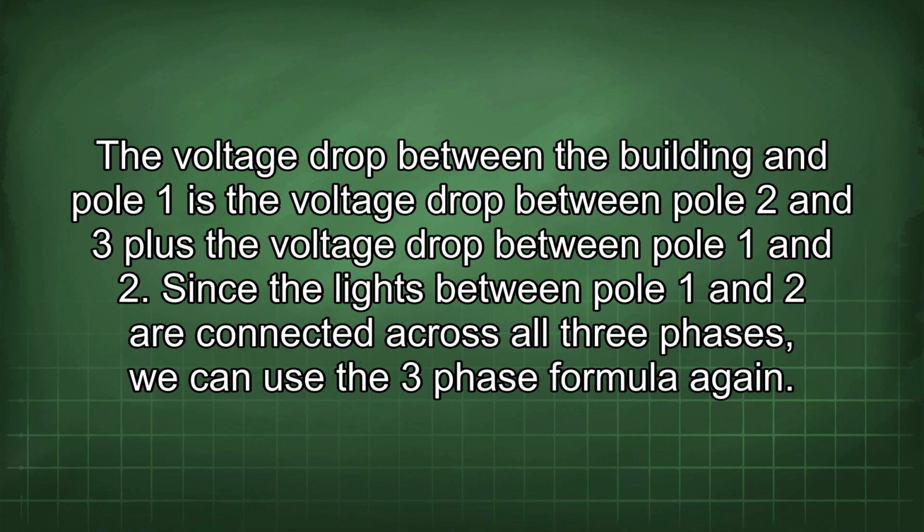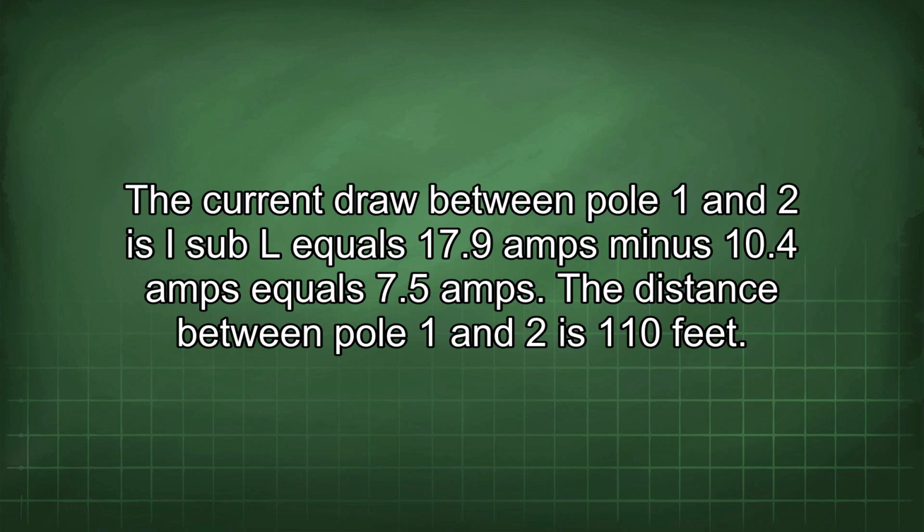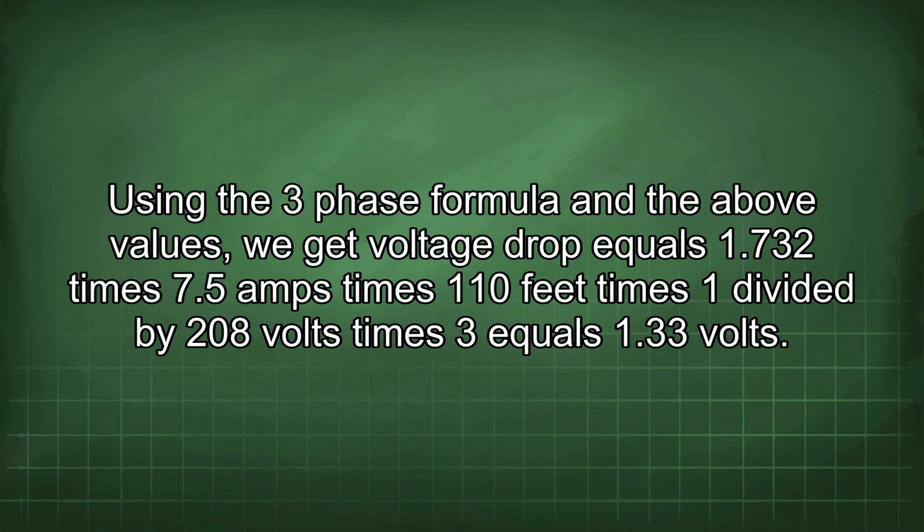Since the lights between pole 1 and 2 are connected across all three phases, we can use the three-phase formula again. The current draw between pole 1 and 2 is I sub L equals 17.9 amps minus 10.4 amps equals 7.5 amps. The distance between pole 1 and 2 is 110 feet. Using the three-phase formula and the above values, we get voltage drop equals 1.732 times 7.5 amps times 110 feet times 1 divided by 208 volts times 3 equals 1.33 volts.